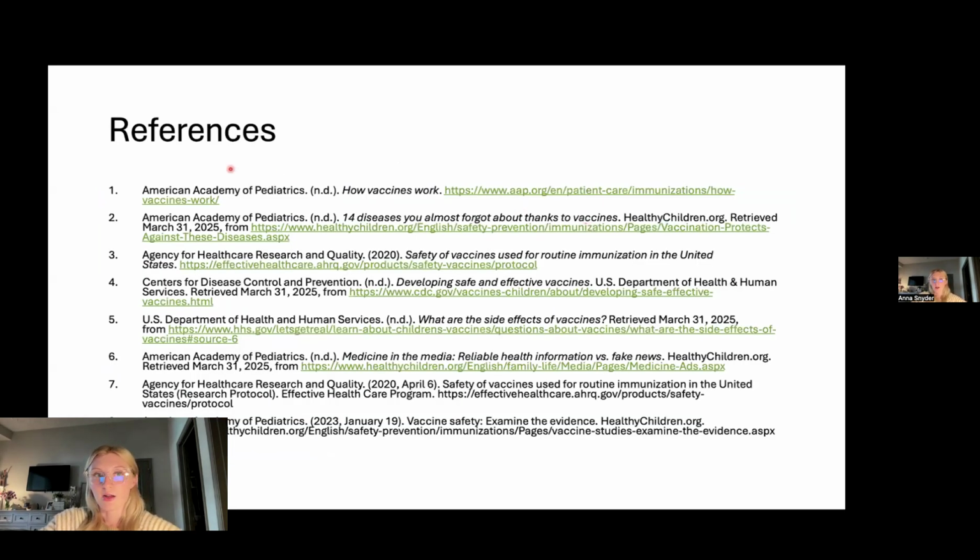So here are my references. A lot of my information came from the American Academy of Pediatrics. Because of the increasing rates of individuals not wanting to vaccinate their children, they have come out with a lot of resources for mothers and families to find information and just educate themselves and make them feel better about this decision that they are needing to make.